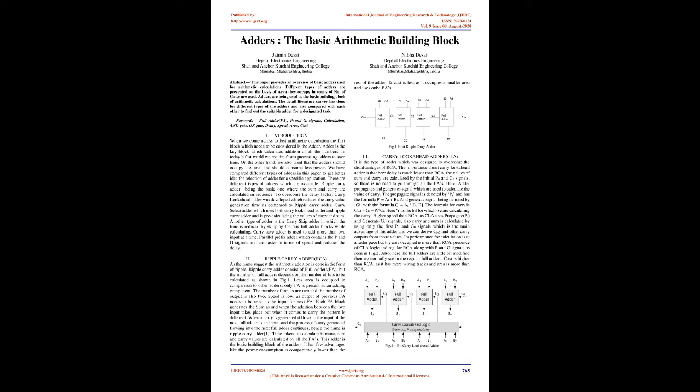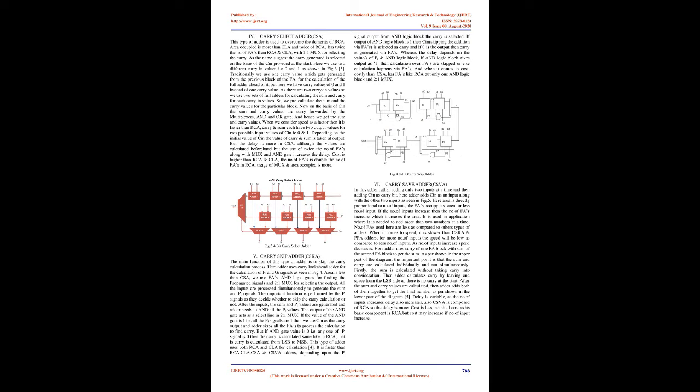3. Carry look-ahead adder, CLA. It is the type of adder which was designed to overcome the disadvantages of RCA. The important point about the carry look-ahead adder is that here the delay is much lesser than RCA. The values of sum and carry are calculated by the initial P0 and G0 signals, so there is no need to go through all the FAs. Here, the adder's propagate and generate signals are used to calculate the value of carry.